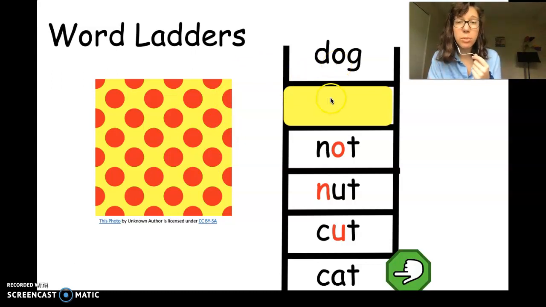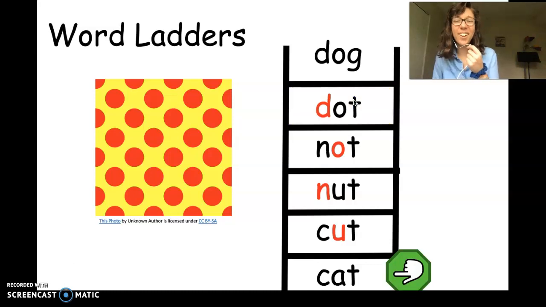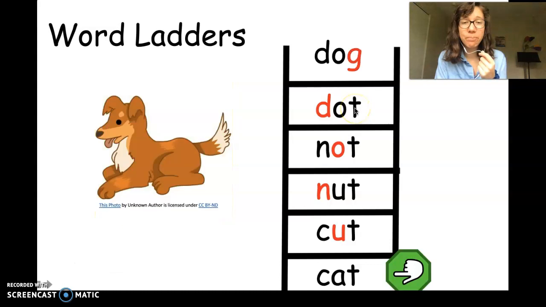I bet if we try to put the word dot here, D-A-T, it'll fit and connect our word ladder for us. There we go. So the N from not changed to a D to make the word dot, while the O and the T stayed the same.